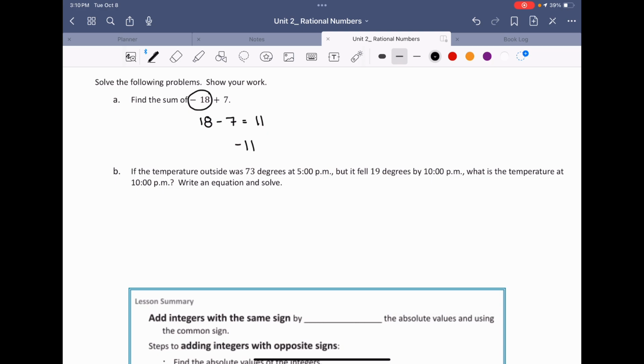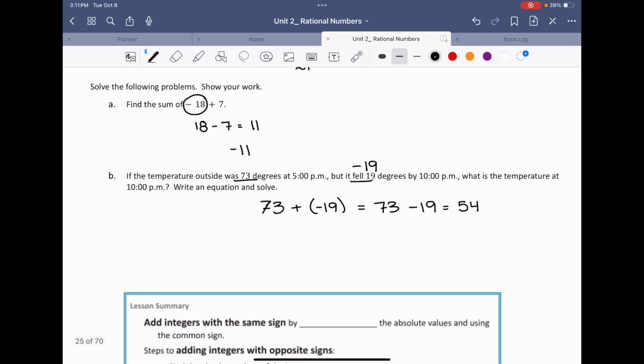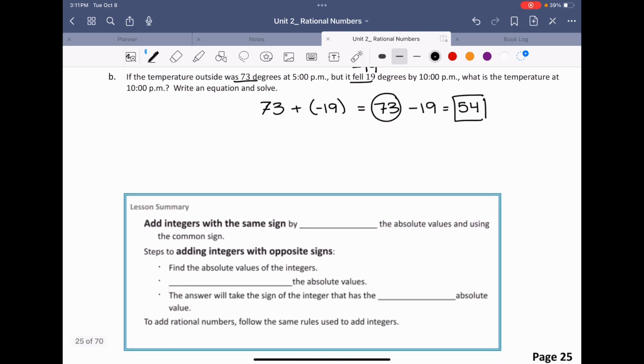If the temperature outside was 73 degrees at 5 o'clock, but it fell 19 degrees by 10 o'clock, what is the temperature at 10? Write and solve an equation. All right, so it starts at 73 degrees, and it fell means it goes down by 19. So I'm going to have 73 plus negative 19. So this is going to be 73 minus 19. And 73 is my bigger number, so my answer should be positive 54.